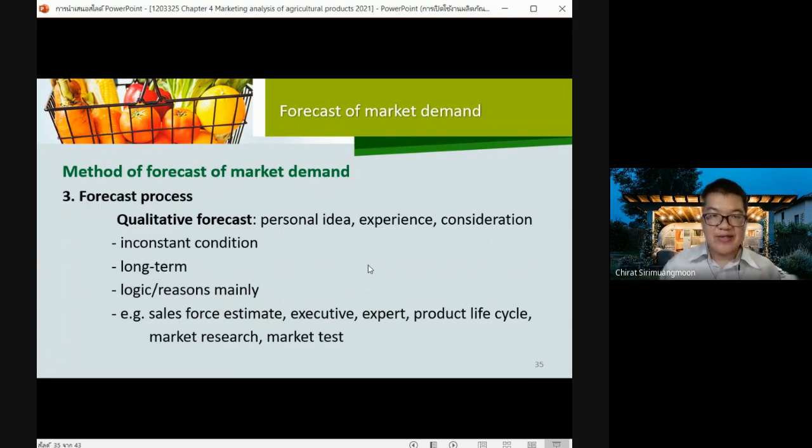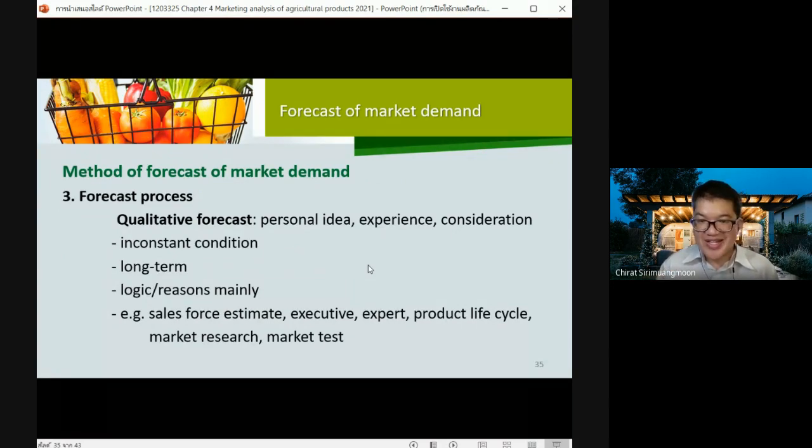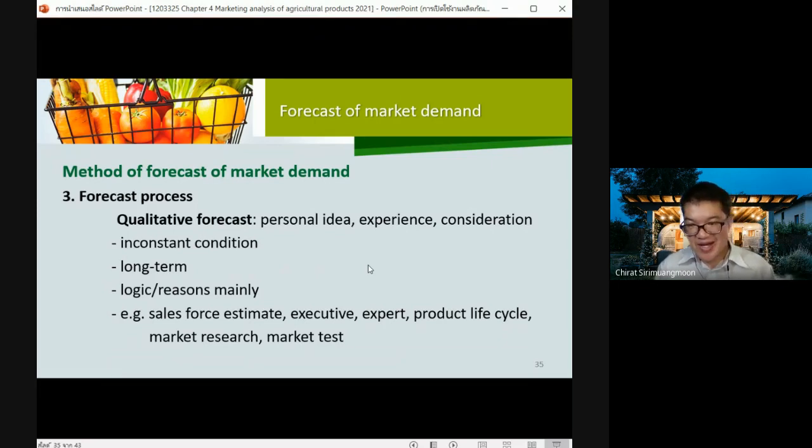The market test is good because when you launch the product, the consumer might see exactly what it is. And then you can ask them, do you plan to buy, or do you accept the product or not. But the bad thing about a market test is that when you present the product, like launching it to the market, it means the competitor will know what it is.